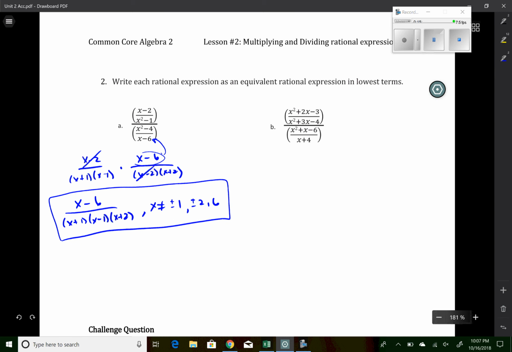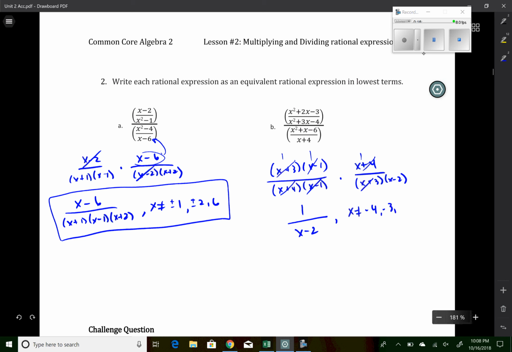The next fraction, if I rewrite that, it's going to become x plus 3, x minus 1, all over x plus 4, x minus 1, times x plus 4, all over x plus 3, x minus 2. x plus 3 is reduced, x plus 4 is reduced, x minus 1 is reduced. There's nothing left up top except for 1s. So I'm left with 1 divided by x minus 2, where x cannot equal negative 4, negative 3, 1, or 2.